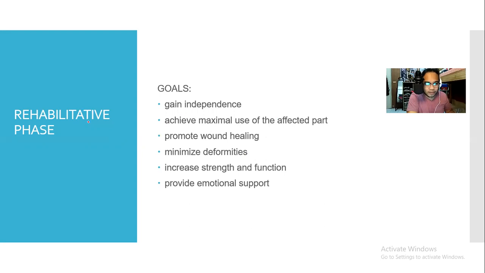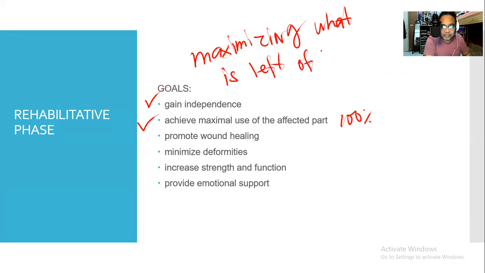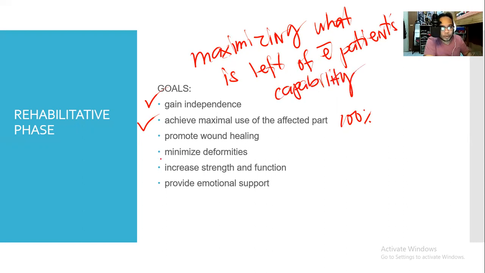So for your rehabilitative phase, our goal is to gain independence, because this patient is about to be discharged. Gain independence, achieve maximal use of the affected part. If it does not get back to 100%, okay, our goal there is to really maximize. The point of rehabilitation is maximizing what is left of the patient's capability. Okay? Promote wound healing as well.